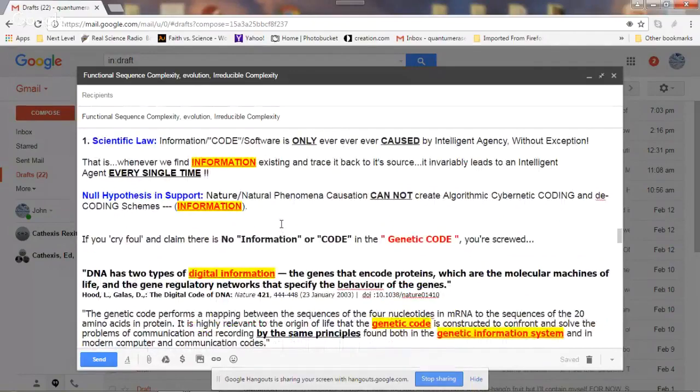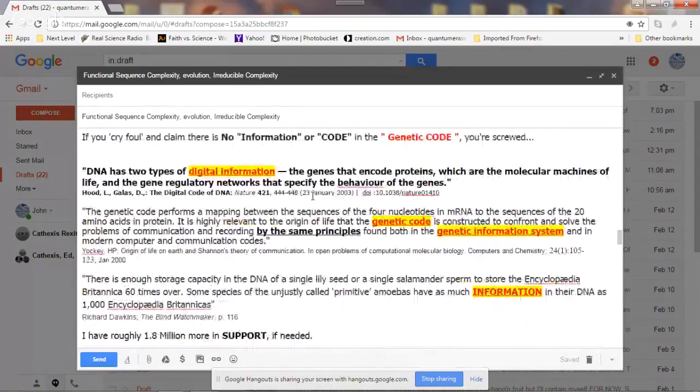The null hypothesis in support: nature, natural phenomena, causation cannot create algorithmic, cybernetic coding and decoding schemes. That's information. We're talking about DNA transcription and translation. If you cry foul and claim there's no information or code in the genetic code, well, you're screwed.